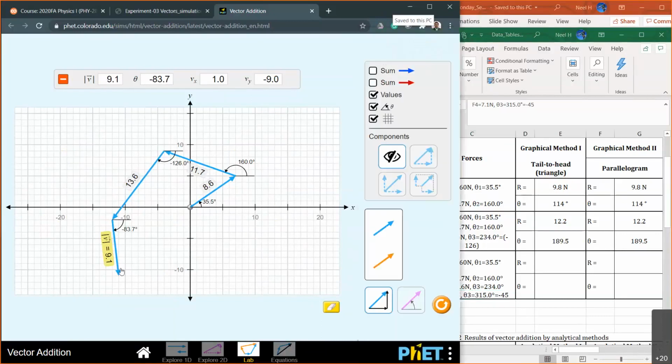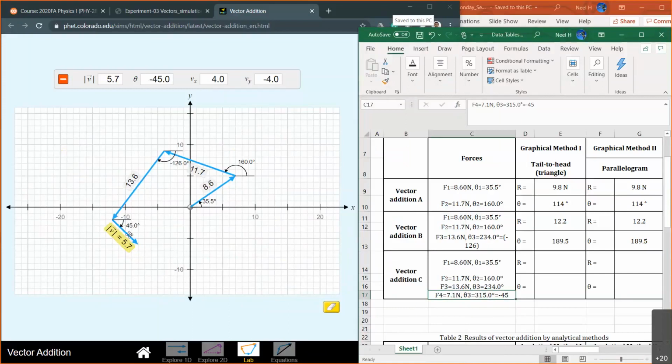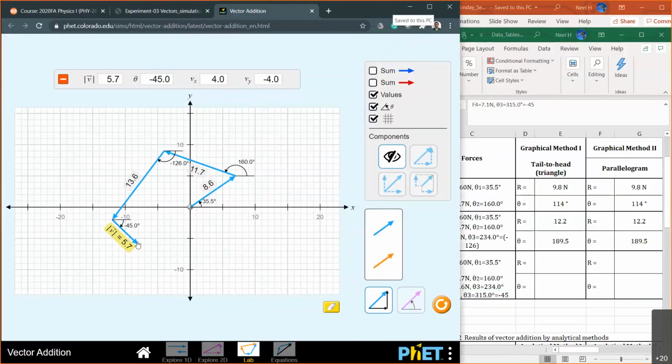All right, then let's arrange this one. I need 7.1 and then 45, right? So see where it is. 45 negative, but the magnitude should be 7.1. Okay, so that shows negative 45 from the horizontal line and the magnitude 7.1. So that is our fourth vector.